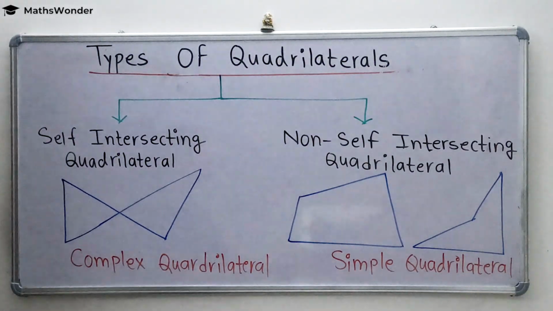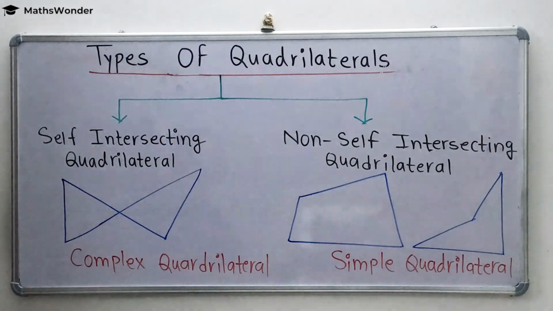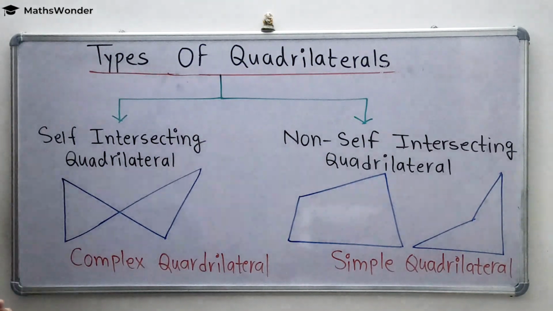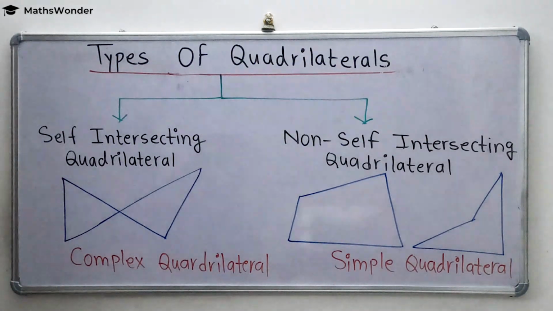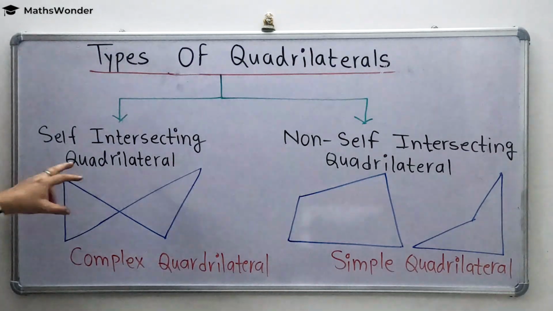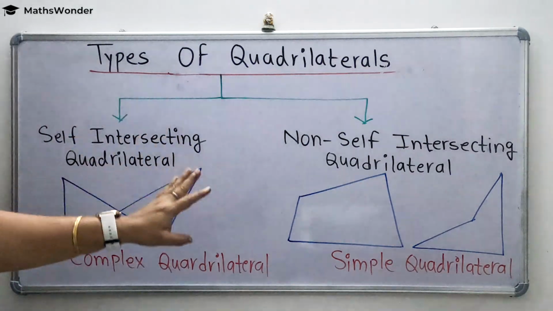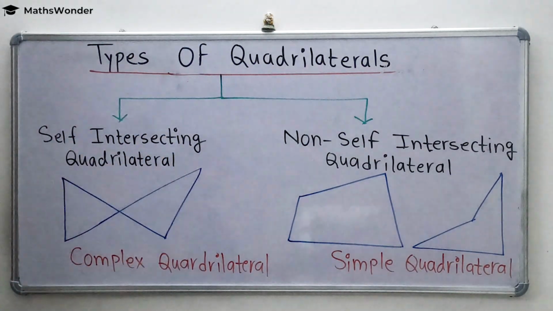So in quadrilaterals, we have already learned 6 types of quadrilateral, right? Quadri means 4, laterals means 4 sides. So there are 6 types of quadrilateral which we have already discussed. Now, there are 2 more categories we have classified. Quadrilaterals are 2 types: self-intersecting and non-self-intersecting.